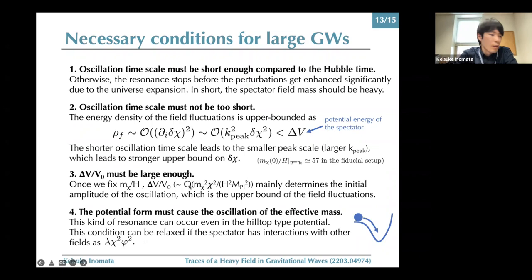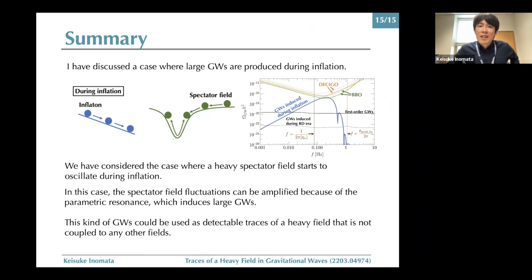Okay, so now let me summarize my talk. I have discussed a case where large gravitational waves are produced during the inflation. And this is the situation that I consider. The spectator field starts to oscillate during the inflation. In that case, spectator field fluctuation gets amplified because of the parametric resonance. And the amplified spectator field fluctuation induces large gravitational waves.